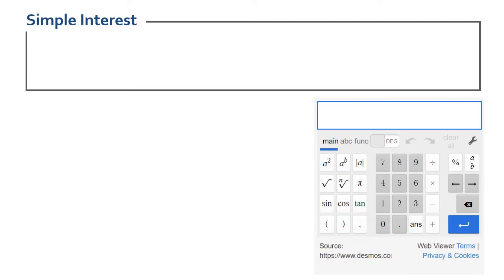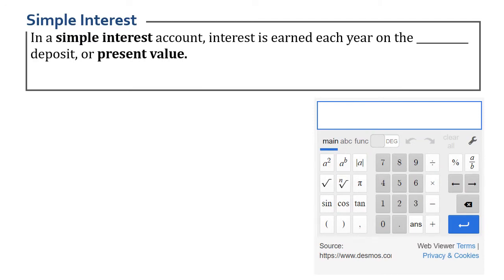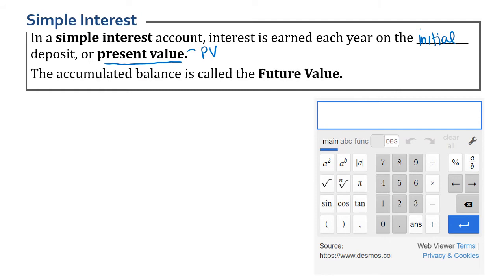We're going to first start talking about simple interest. In a simple interest account, interest is earned each year on the initial amount only, so that initial deposit. You're going to see that deposit called the present value, which we're going to denote as PV. The reason we're doing that is because in Excel and Google Sheets, that's the type of notation they use for this, and I want to try to be consistent. The accumulated balance, so the balance you'll have after a certain amount of time, is called the future value, which we'll denote as FV.